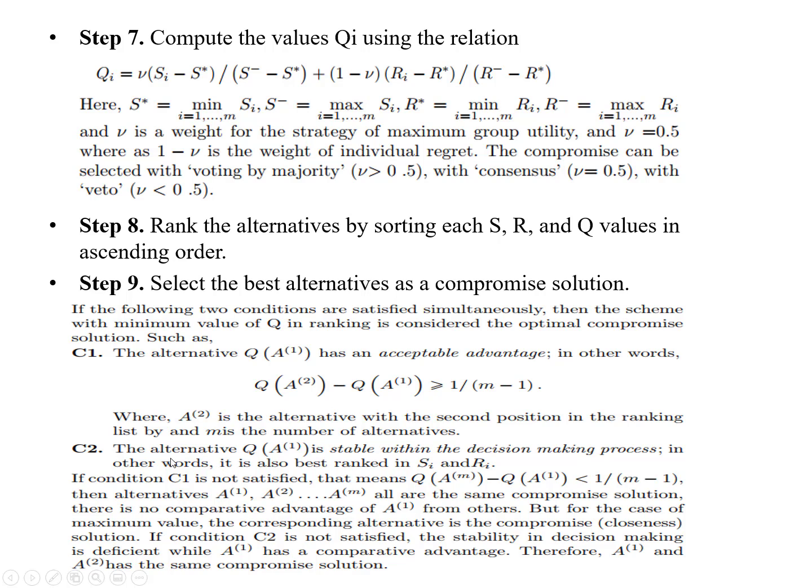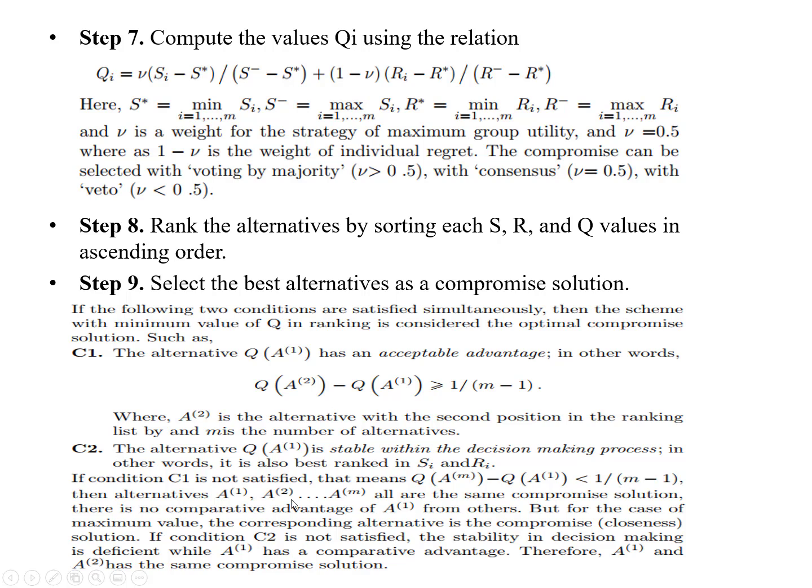The second condition: the alternative A1 is stable within the decision-making process. In other words, it is also the best rank in S and R. So you also need to check the rank of A1, the first alternative, in S and R. If condition C1 is satisfied, the whole story is finished. If it is not satisfied, that means Q(A2) minus Q(A1) is less than this value, and the opposite applies.